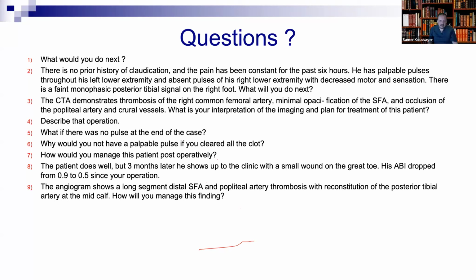Not really. I mean, because if I find only short occlusion, I may treat him as claudication. But he has a small wound, so you have to treat it. Yes. Then I'll get a CT angiogram. Yes. And then I'll do an angiogram.